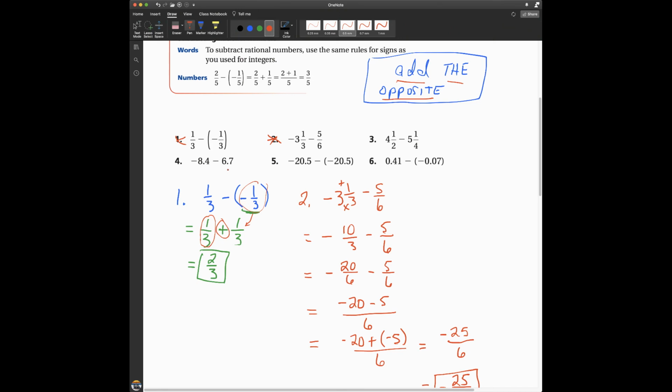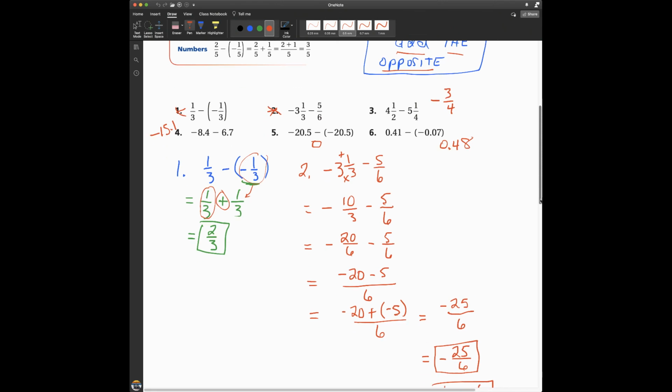All right, so we're back. What did you get for number 3? Hopefully you got an answer of negative 3/4. And for number 4, you should get an answer of negative 15.1. For number 5, the answer should be 0. And for number 6, the answer should be 0.48, or 0 and 48 hundredths. Hopefully you got those right.